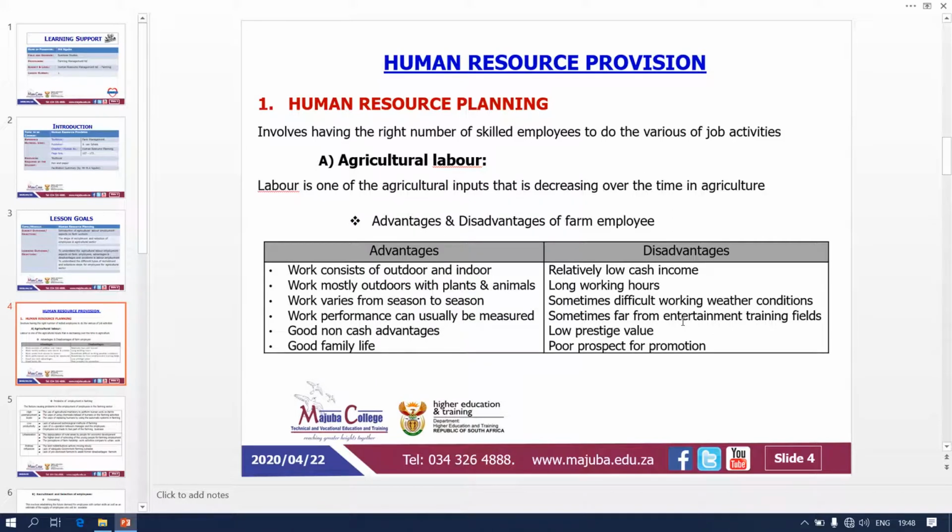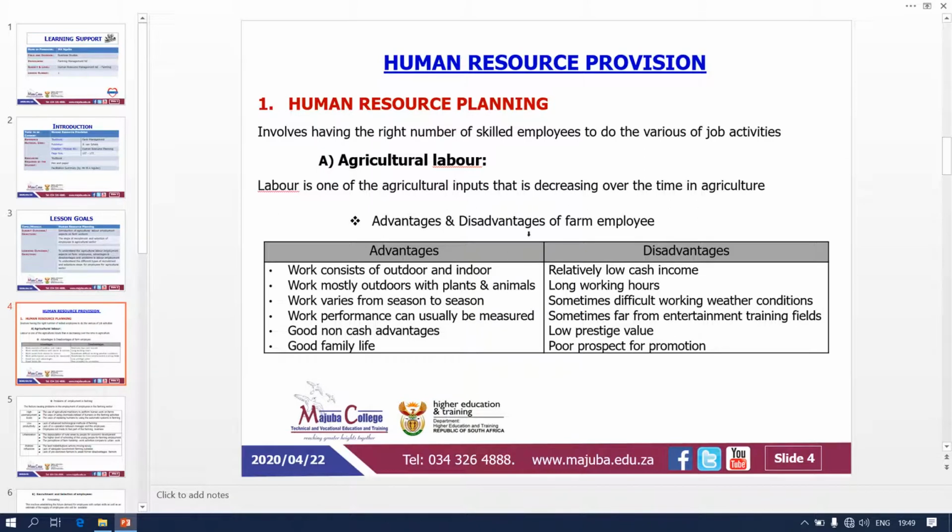Right, human resource provision. The first thing that you need to know is that it is our lesson number 1, human resource planning. What is it all about? It involves having the right number of skilled employees to do the various job activities. In this regard, we are looking for farm workers in the agricultural sector. First, we are going to look at agricultural labor. Labor is one of the agricultural inputs that is decreasing over time in agriculture. So there is a decline in agricultural labor. We need to look at the advantages and disadvantages of farm employees, and also the factors that are causing the decline.